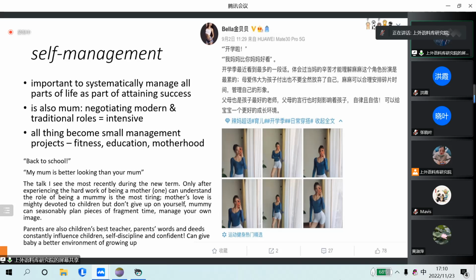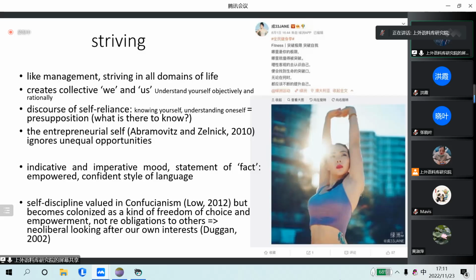But because of the way she's talking about this, the way she presents this, she's actually project managing. Everything is a new little project. And it's all about, as long as you're in control, you can be successful. Fitness becomes a project, education, motherhood, all of it, little projects. So managing the self, we find again and again.